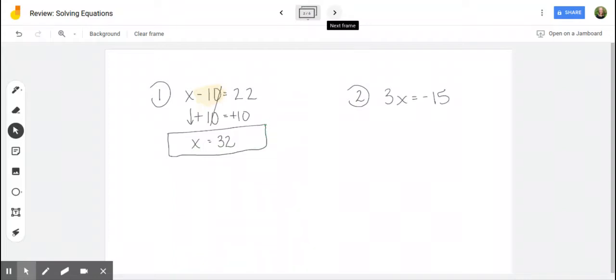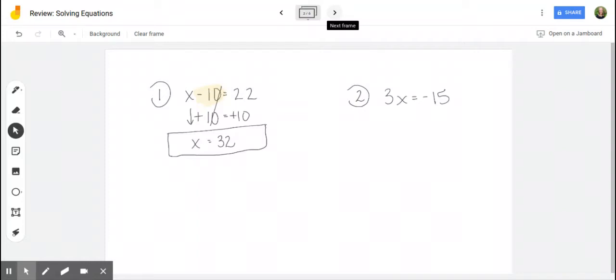Okay, so let's look at number 2. So number 2 is 3x equals negative 15. I know that I'm trying to solve for the variable, which is x, but it's not by itself, and it looks a little different than number 1. I know that the 3 and the x are being multiplied together because they're right next to each other. The 3 is the coefficient, that means the number out in front of x.